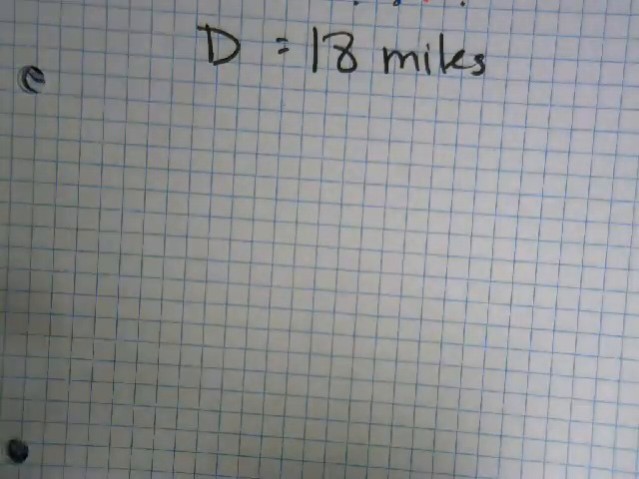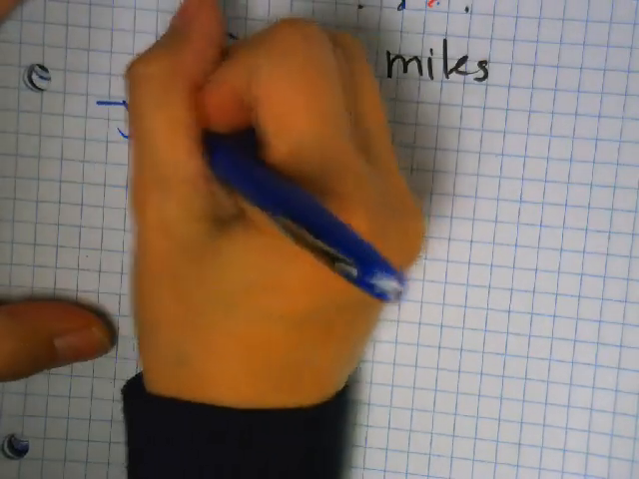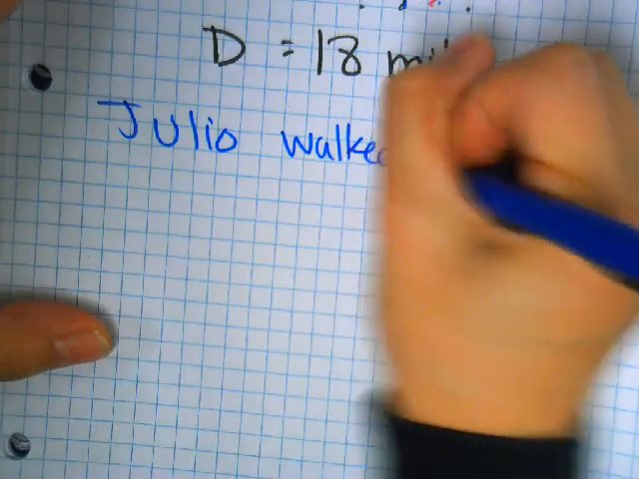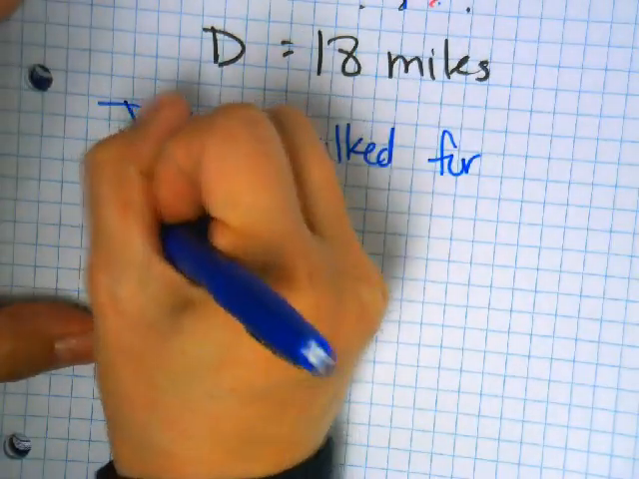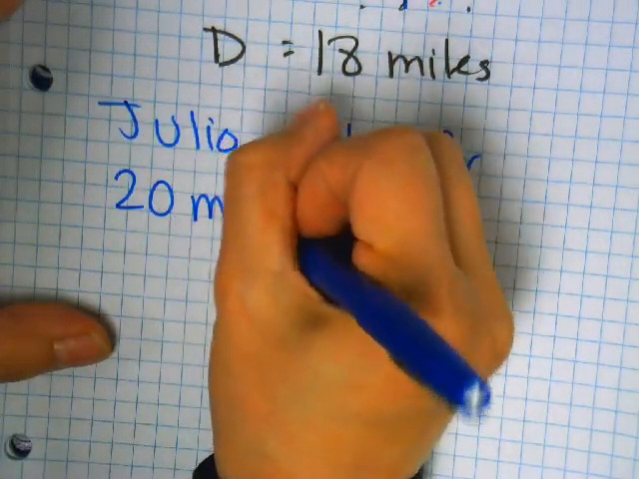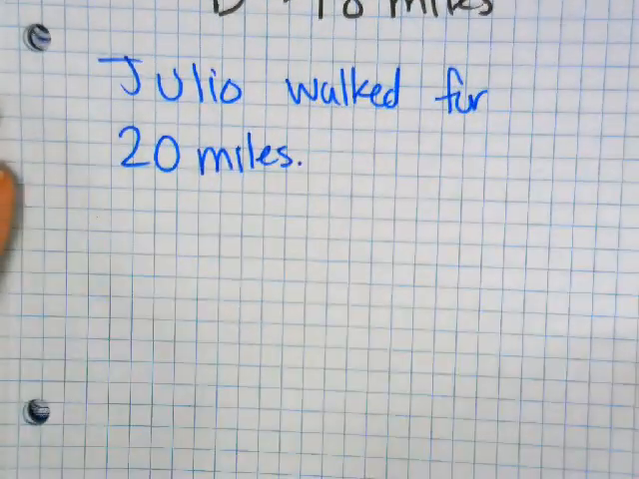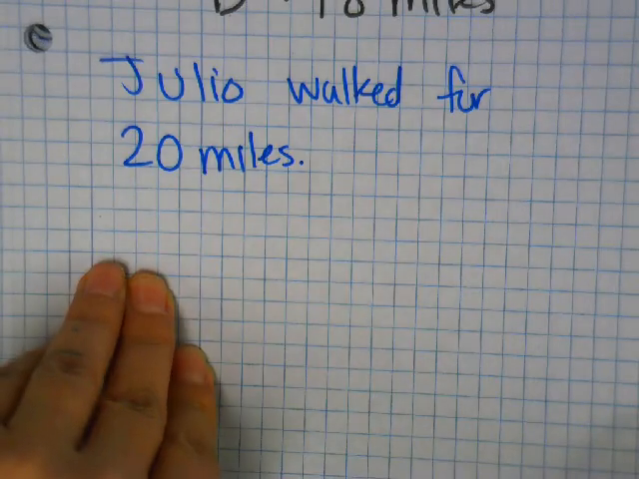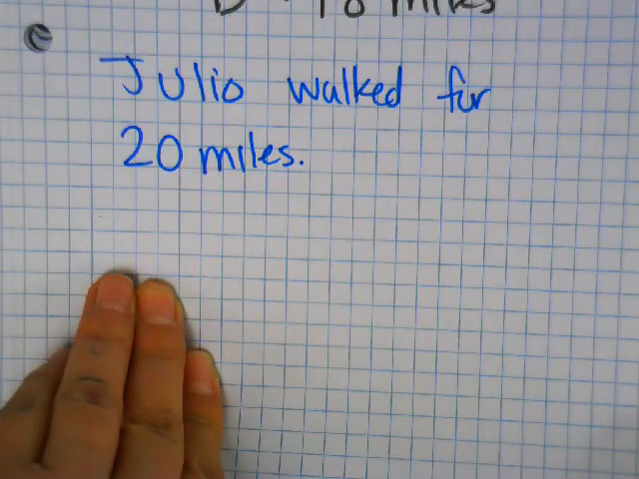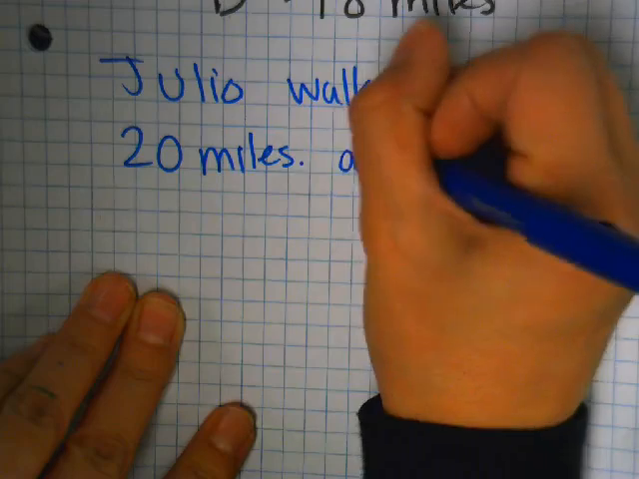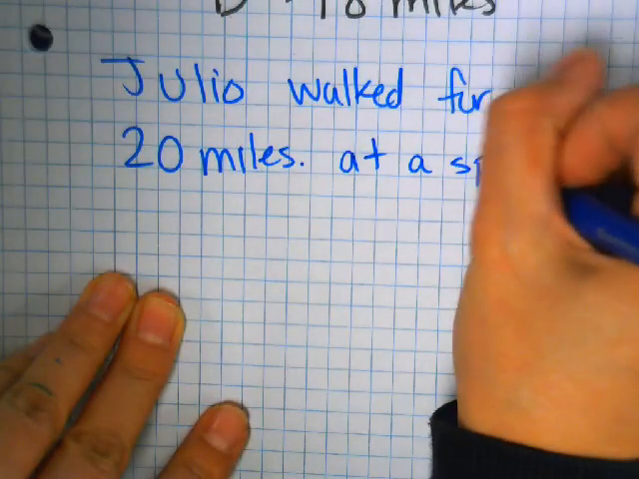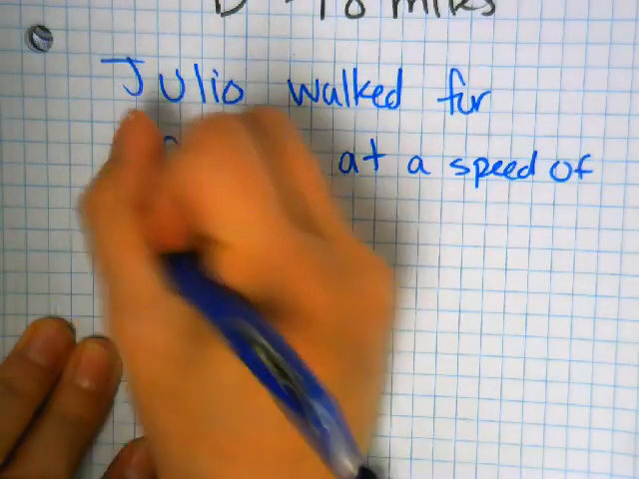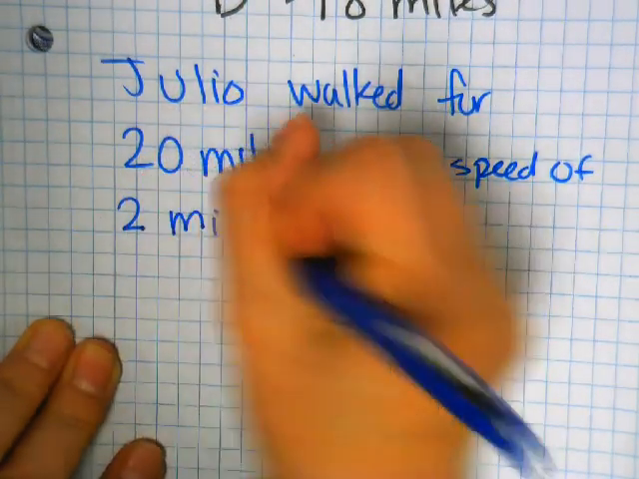Julio walked for 20 miles. Keep in mind, read the whole thing. Look at the difference right there. At a speed of 2 miles per hour.